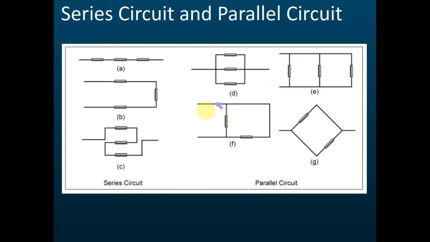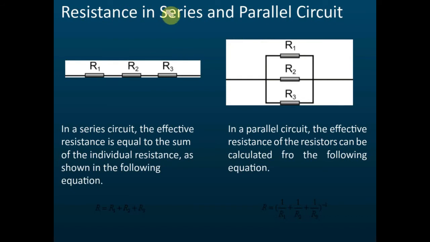This is also a parallel circuit, because you go here, then it branches into two branches, right? It splits into two branches. This is also a parallel circuit, because you go to this point and then it splits into two branches. So these four are arranged in parallel. So you see here, when you go to a certain point in the circuit, it splits into branches, and that is a parallel circuit. So that's the difference between a series circuit and a parallel circuit.